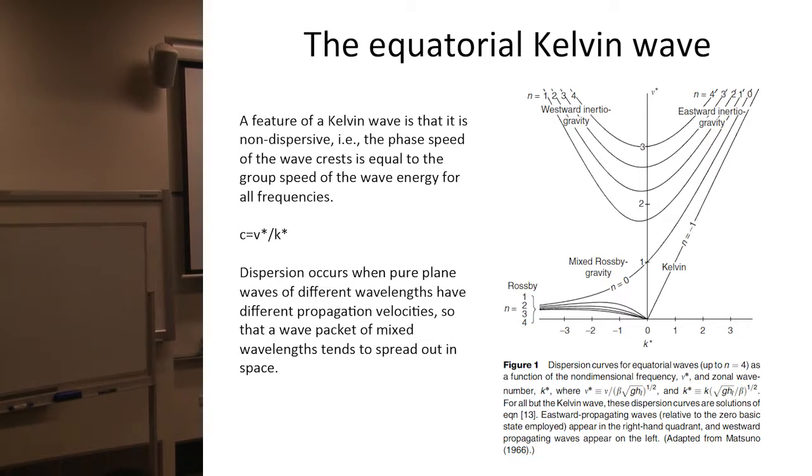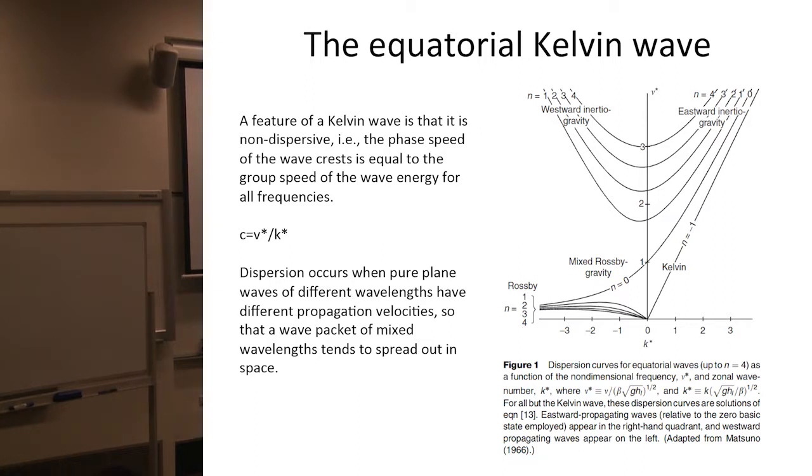Looking at this, you can see the wave speed is given by this. The Kelvin wave is a one-to-one line, so it doesn't matter what frequency the wave is that you're generating, the speed's always going to be exactly the same. So it's the same speed regardless of the frequency. And in terms of the group energy, we're talking about the derivative, or the slope, of this line. And the slope of this line is constant, so it's always the same. So the energy is propagating in the same direction with the same speed as the wave crest.